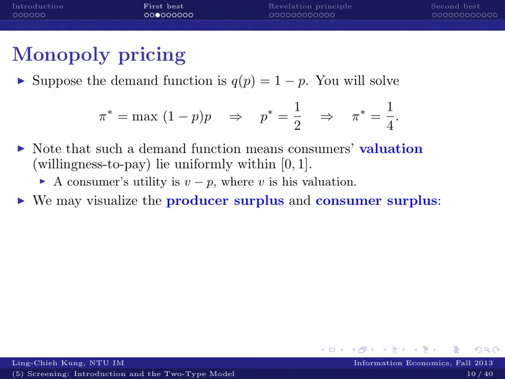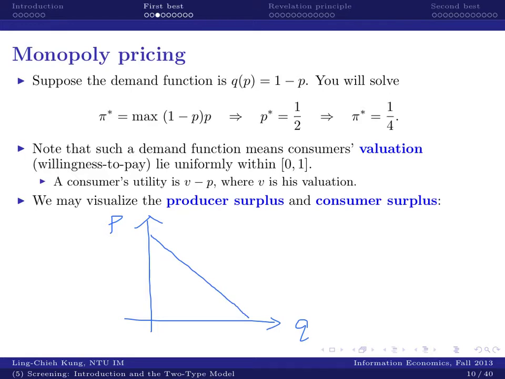Okay, so with that in mind, let's visualize the producer surplus and consumer surplus. Producer surplus is how much the manufacturer earns. Okay, so that's his profit, and the consumer surplus is the utility of all the consumers after the trading is done. Some consumers earn a positive utility, and some consumers, if they do not buy, the utility is 0. To visualize this, we have the quantity here, price here, and this is the demand function, the inverse demand function.